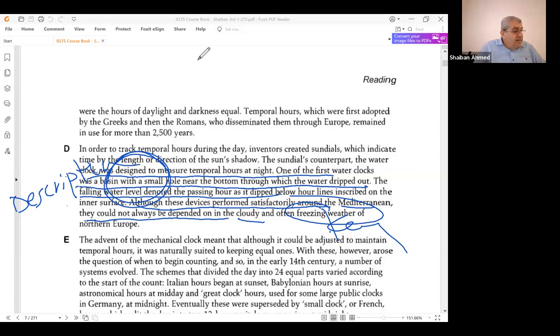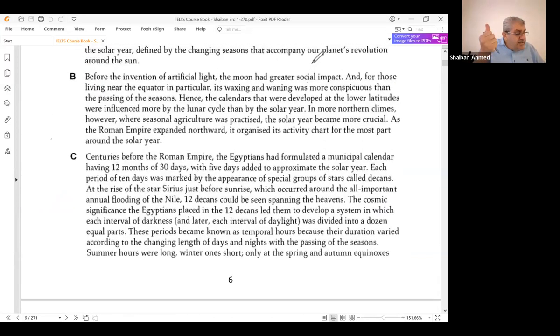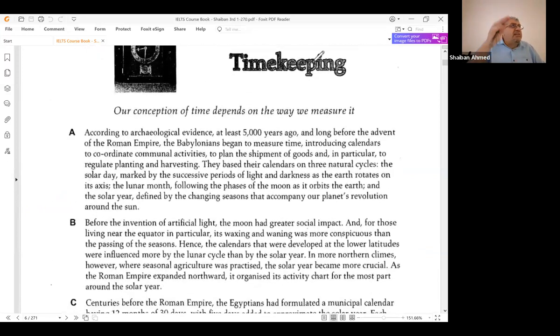Good. Number two, an explanation of the importance of geography in the development of the calendar in farming communities. What kind of question is this? Development, farming communities, it should be the beginning, either A or B. Why? Because it's about the idea in general.